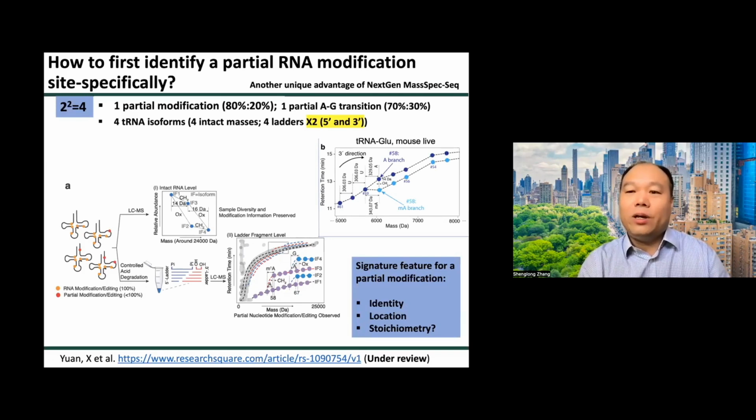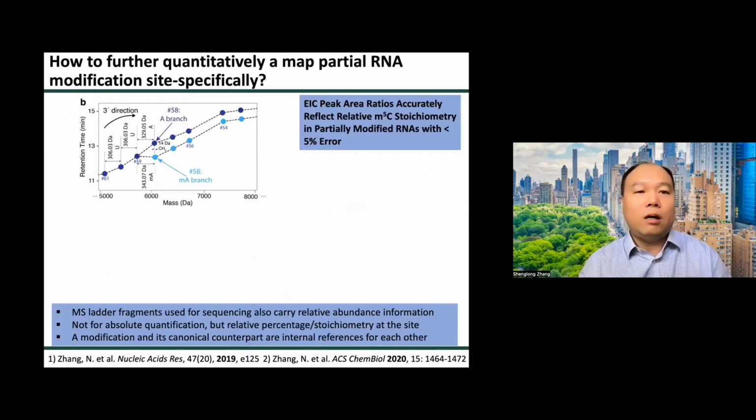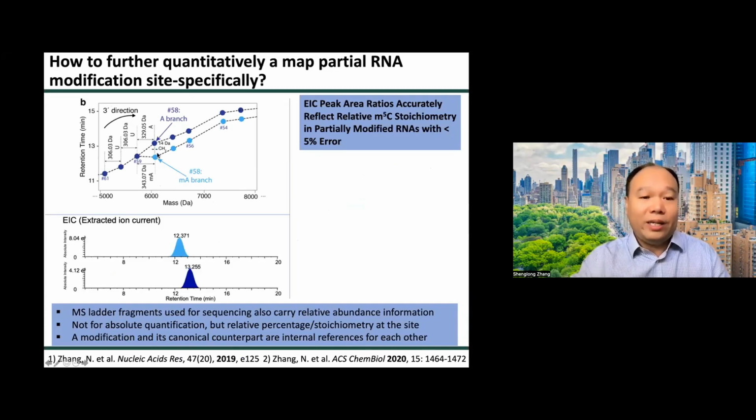And we also ask, can we further know their stoichiometry? So how can we further quantitatively map those partially modified RNA modifications? Remember, the ladder fragments we use for sequencing also carry relative abundance information. For example, for these two nucleotides, we can extract their ion current, integrate them, and use the ratio to calculate the stoichiometry.